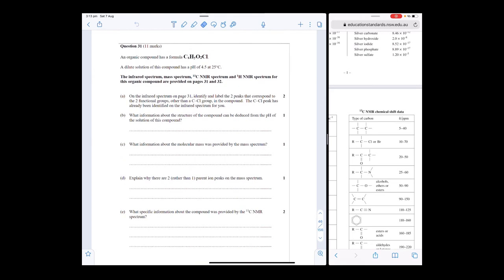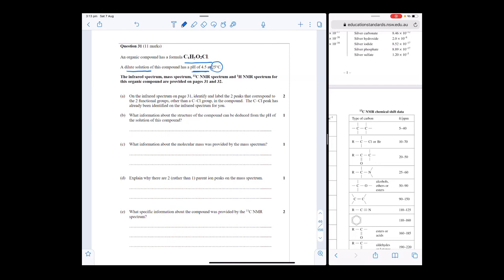All right. So an organic compound has the formula CxHyO2Cl. A dilute solution of this compound has a pH of 4.5 at room temperature. So what does that mean straight away, Zane? What must it be?